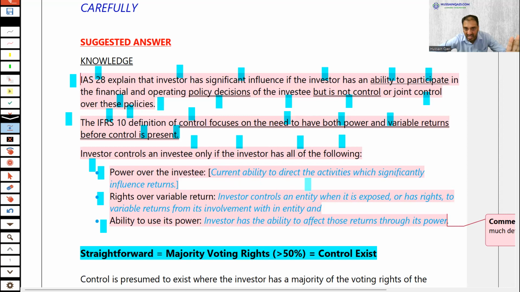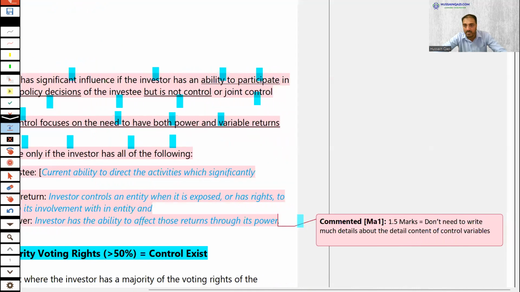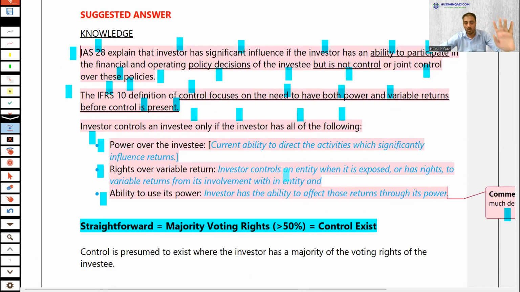Sir, what you mention here in italic, these are the complete details, but what I personally think is that you don't need the complete details here because the relevant marks are only two. That's why I mentioned it here. Do not write much detail about the contents of the control variables because here the maximum is 2 marks for the knowledge. 2 marks, not 1.5, it's 2 marks. So you will be able to get 2 marks, 1 mark for the IAS 28 reference, 1 mark for IFRS 10.